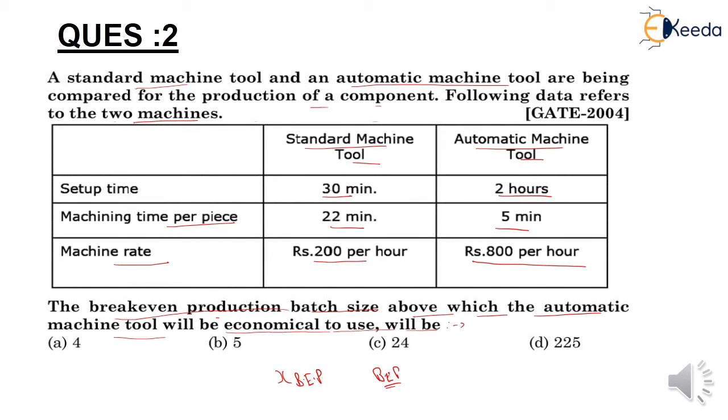Okay, so here the same concept is applied. The total cost of the standard machine tool is calculated and the total cost of the automatic machine tool is calculated, and we compare both total costs at the break-even point and find Z, which is the number of components produced corresponding to the break-even point. Okay students, is the concept clear? So let's calculate.